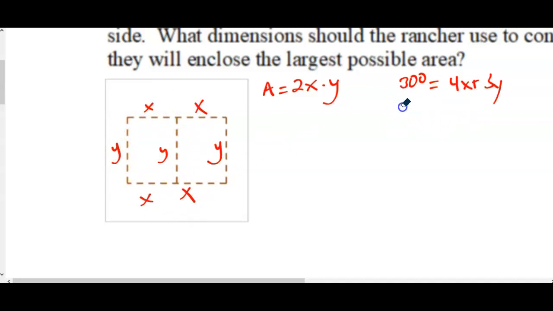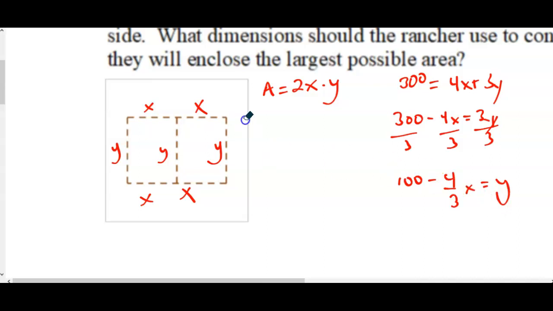So we're going to start by isolating y again. So 300 minus 4x equals 3y. Then divide everything by 3. That's 100 minus 4/3 x. All right. So I'm going to go over here and plug it in right here.